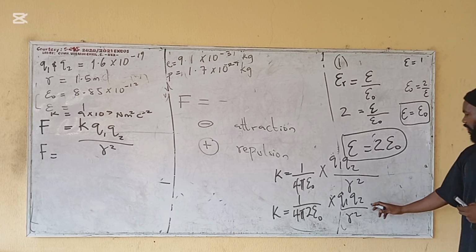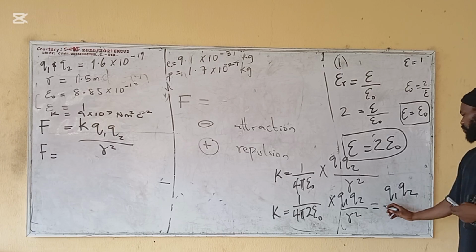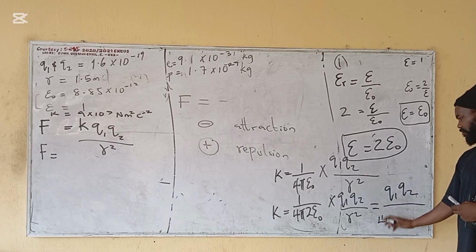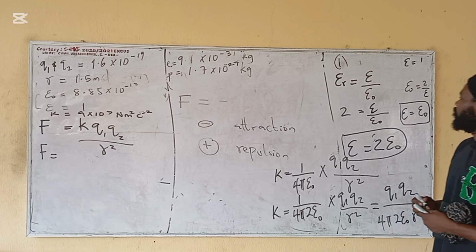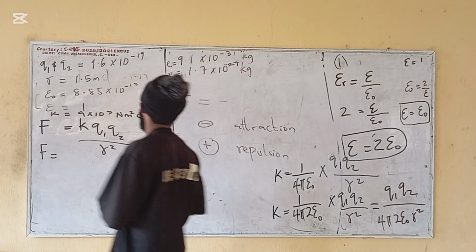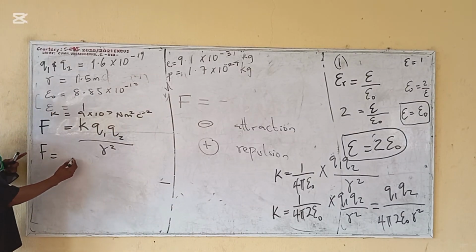So if I do it well, I have Q1 Q2 all over 4 pi times 2 E naught R squared. Simple things, easy to forget, but we are recording it, so when you are reading, you'll be able to put it together. So this is going to be K with a. Let's do it now.